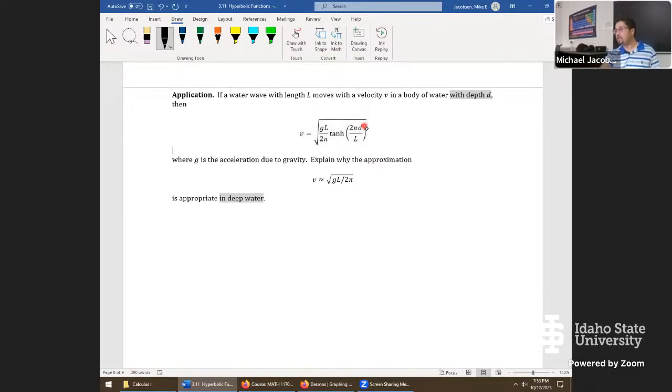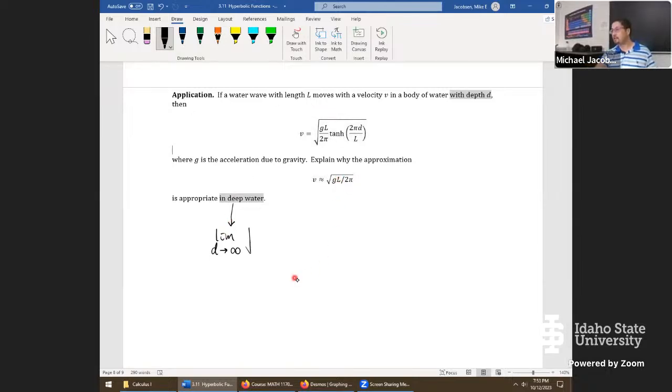It might mean we're really doing this. We're taking the limit as the depth goes to infinity and just seeing what happens to this function. That's weird. We don't have any concept of infinite depth when it comes to water and waves, but this is a way to see why maybe this is still a decent approximation.